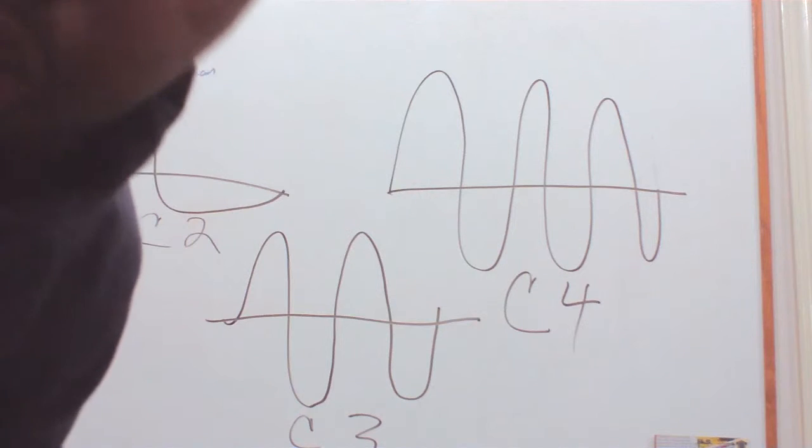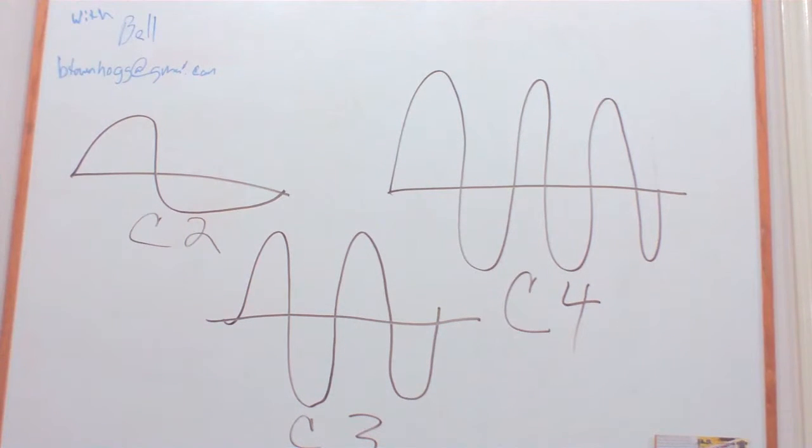Okay? Alright, so that's pretty much what that example means. Take a look at it again. C2, C3, and C4. As you go up in pitch with a waveform, the harmonic content of the waveform is going to increase. That's how pitch goes with harmonics and waveforms. Let's move on.